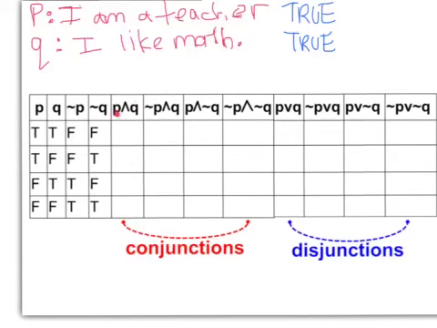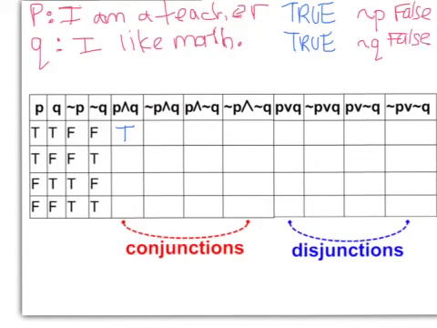Starting with the first example, P and Q. If P is true and Q is true, that means P and Q is going to be true, which makes sense. I am a teacher, I like math. Both of those are true. The conjunction would read, I am a teacher and I like math. That whole statement is true. Now what if we look at not P, so the negation of P and Q? Well, if P started out as true, then the negation of P is going to be false. Same thing for the negation of Q.